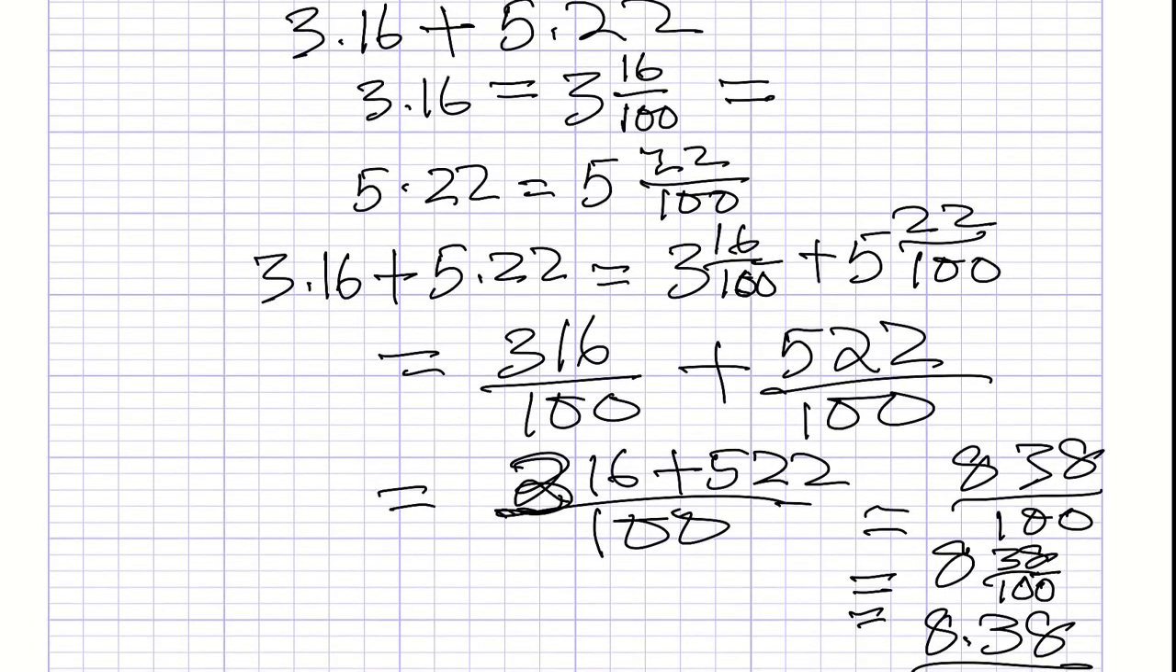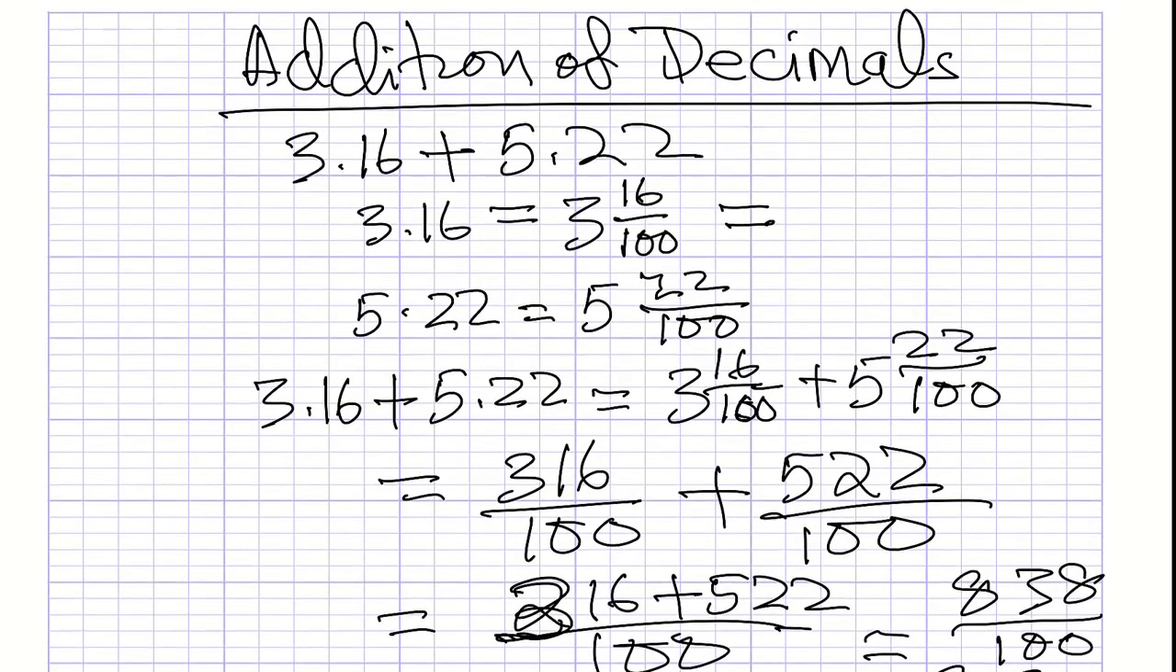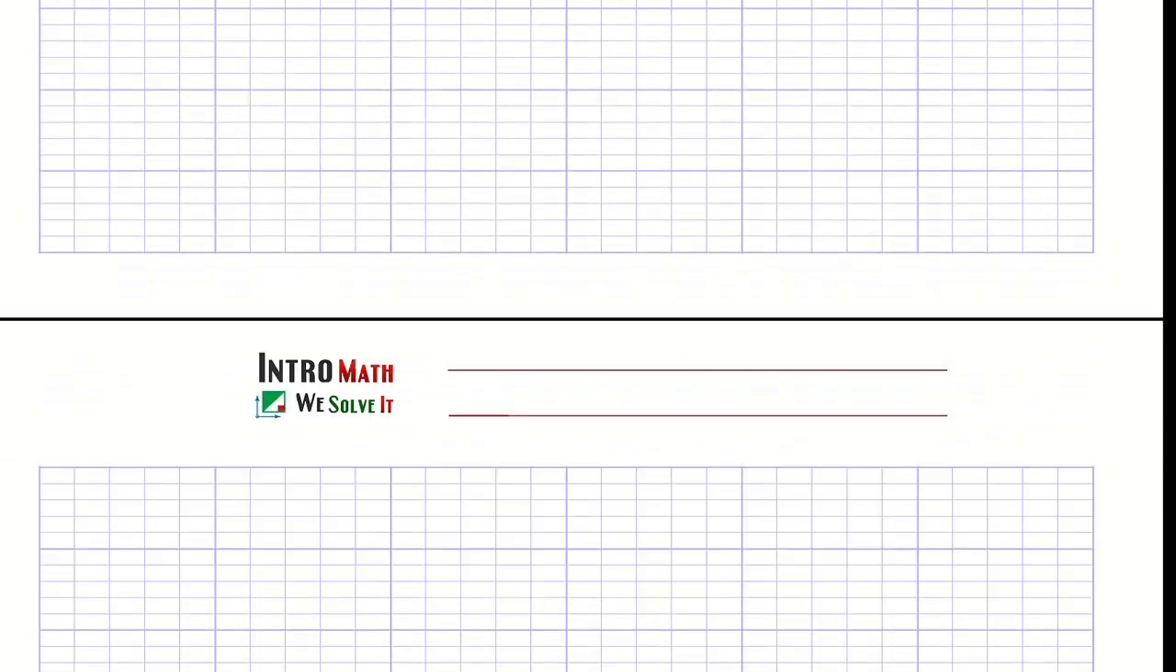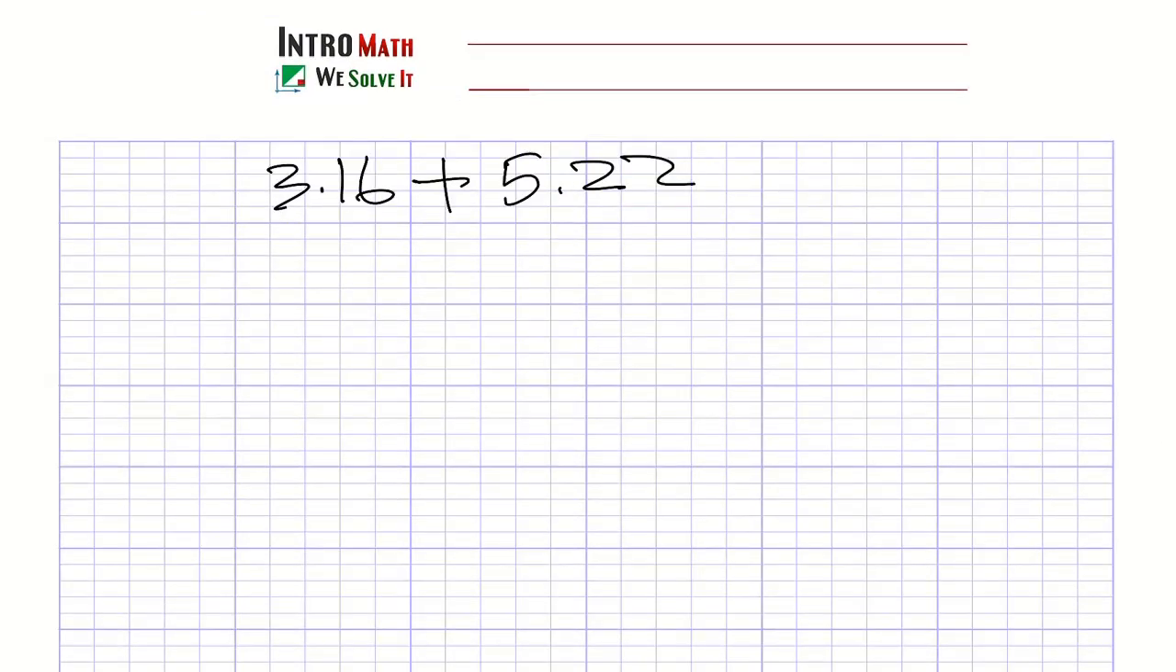But check this out though. All that stuff is doing it the hard way. Let's do it the easy way. Watch this. You line things up, like we did when we did the addition of whole numbers. You write 3.16 plus 5.22. The secret is to line up the decimal points with each other. Even if you have three decimals to add, just line them up. They have to stay on top of each other. Once you do that, your problem is mainly solved.